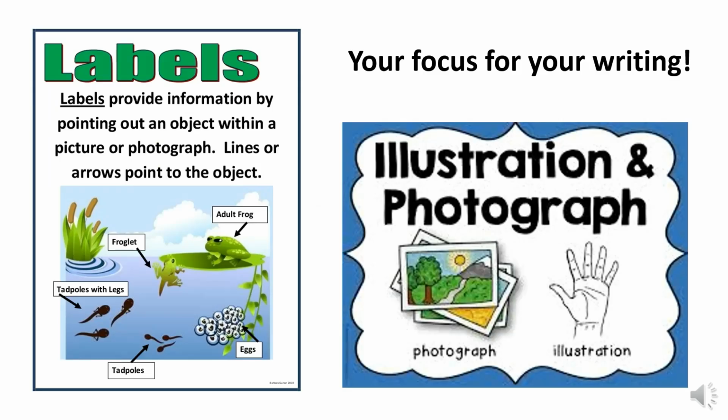In your nonfiction writing, you're going to be focusing on these two text features that you're going to add in your own writing. The first thing you're going to do is draw an illustration of your animal that you've chosen, and then you're going to add labels to that illustration. Labels provide information by pointing out an object within a picture or photograph. And you're going to do that by drawing lines and using arrows to point to that object and writing a word to describe it. Like in the picture, you see a label pointing to the frog, an adult frog.